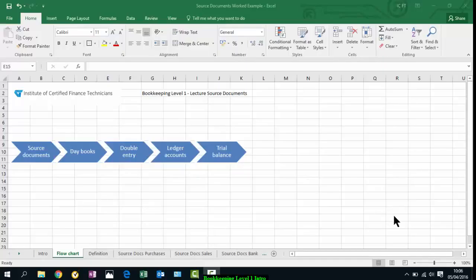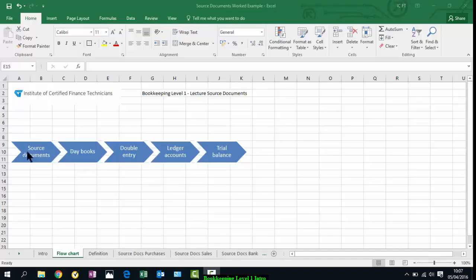Welcome to this lecture on source documents. Today we're going to start off the journey in relation to getting from source documents to a trial balance by commencing with source documents, going through our day books, looking at double entry, then the ledger accounts, and then ending up with the trial balance. That's where we're going today.